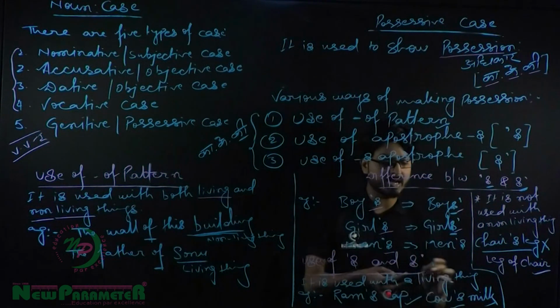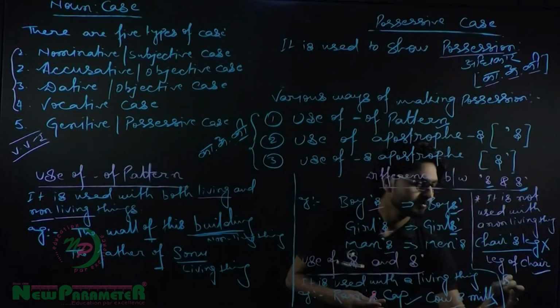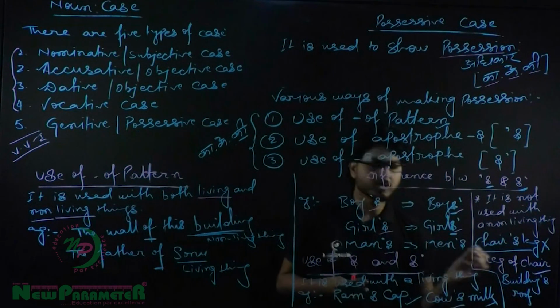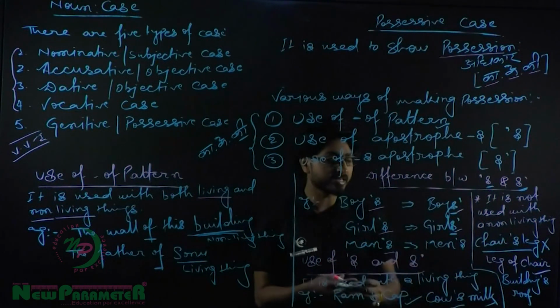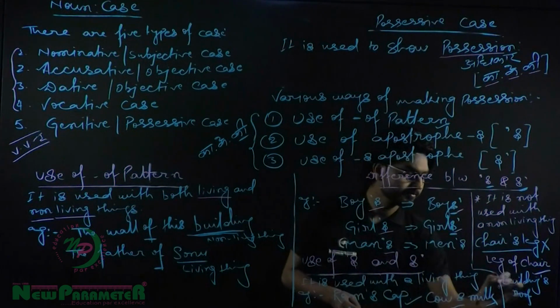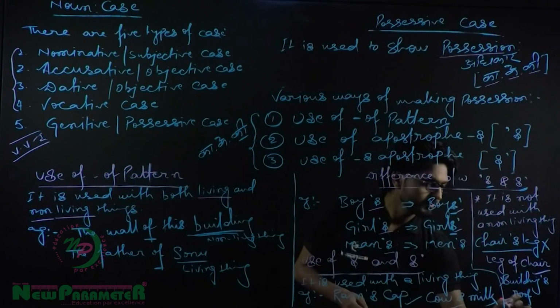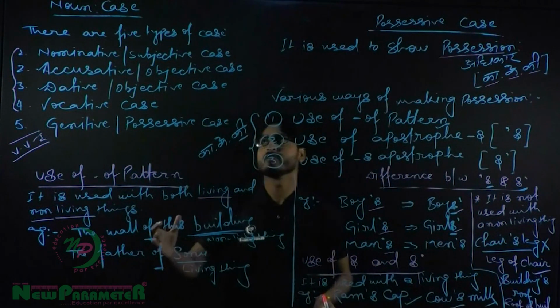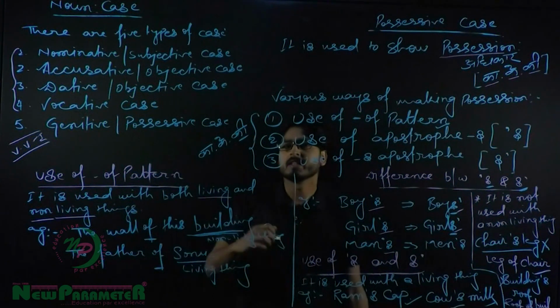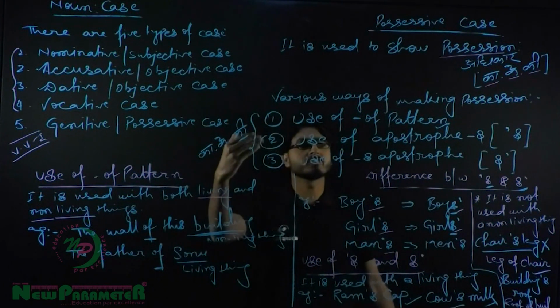Again, the question was asked: building's roof. Again, it is wrong, because we have used apostrophe s with a non-living thing. So the correct form will be roof of building. So guys, this is all about noun case, the use of the of pattern, use of apostrophe s and use of s apostrophe.